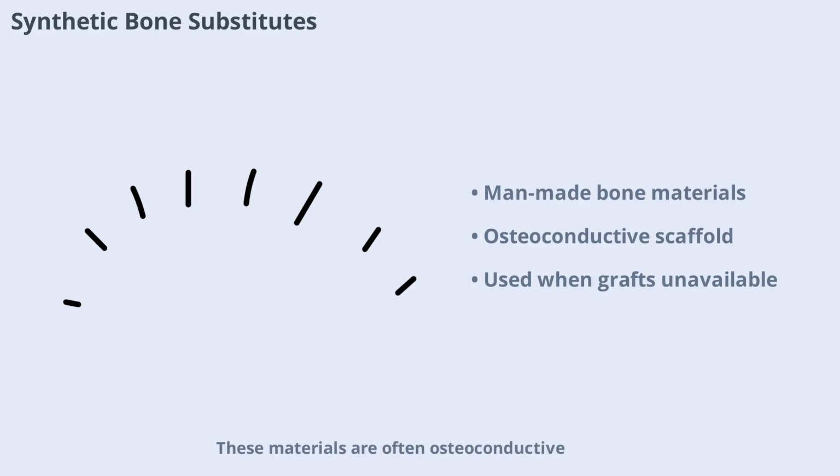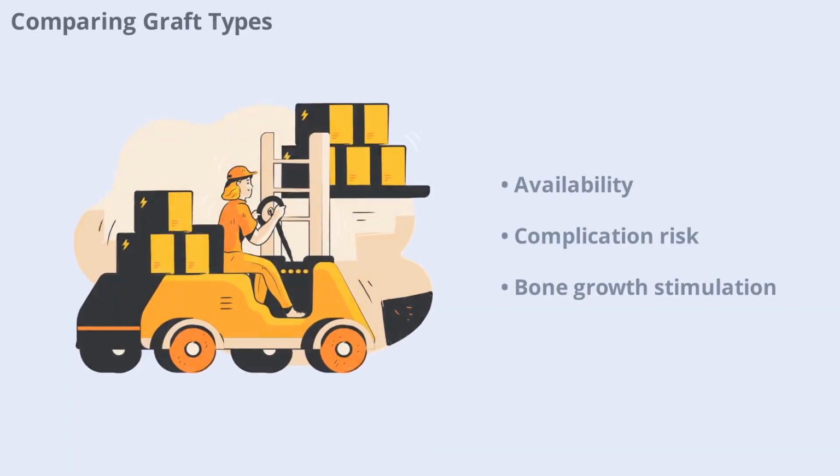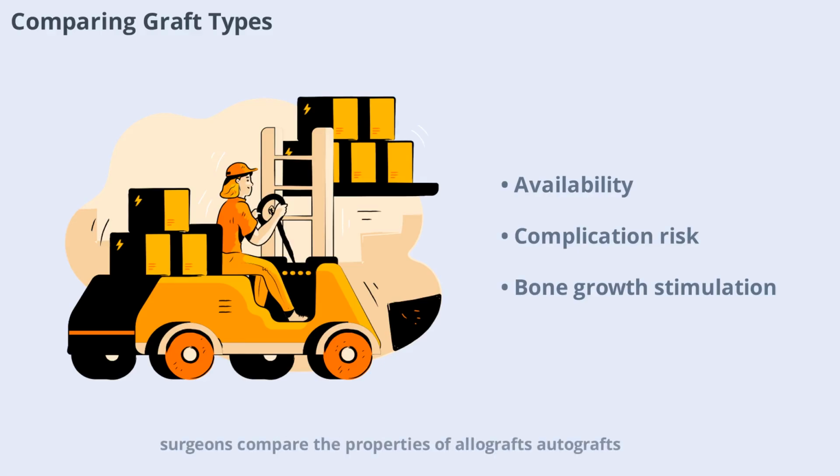These materials are often osteoconductive, providing a scaffold for new bone growth, but may lack the osteoinductive properties of demineralized allografts. When choosing a bone graft, surgeons compare the properties of allografts, autografts, and synthetic substitutes. Factors such as availability, risk of complications, and ability to stimulate bone growth are all considered. The goal is to select the material that offers the best chance for successful healing.